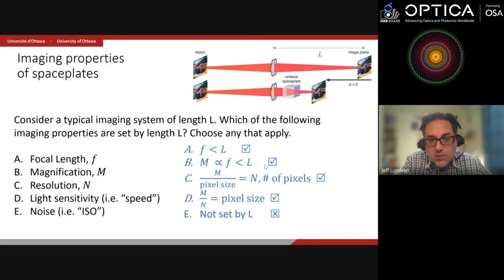So they're still linked together. Instead of L here, you would have L times R or something like that, where R is the enhancement. So if you have a space plate, that's how all those would follow. But because R is set by the space plate, and hopefully you can make that large, now you don't have to worry about trade-offs between these as much.